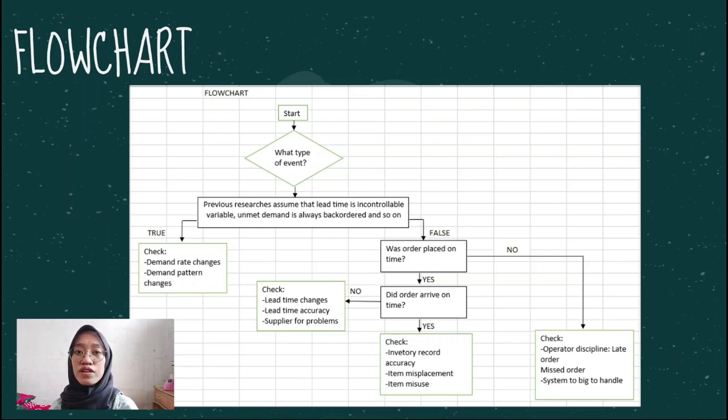However, if the order was placed on time, we need to ask, did the order arrive on time? If yes, check the inventory record accuracy. Otherwise, we need to check the lead time changes, lead time accuracy, or supplier problem.